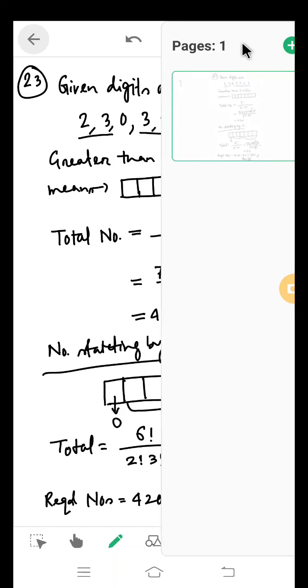Okay, now go to the next page. In the next page, we'll go for question 24. In question 24, you have been given a number. The number is given as, let it be n, 16 factorial. Now you have to find out, if it is divisible by 2 to the power k, what will be the largest value of k.